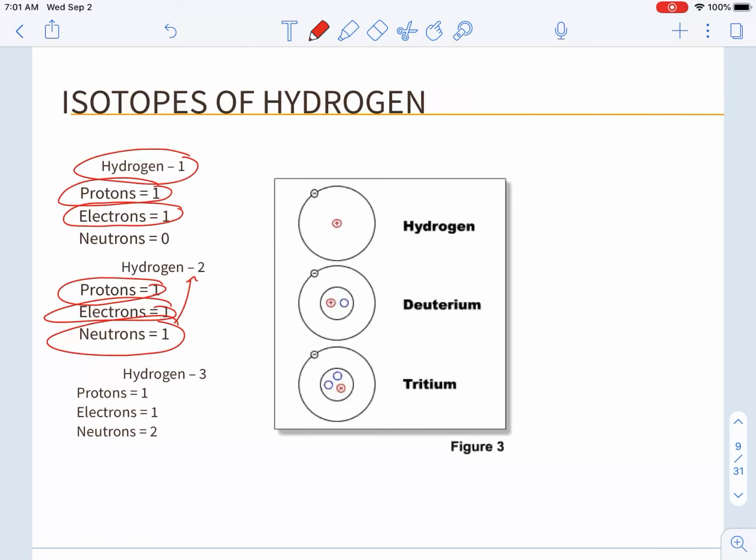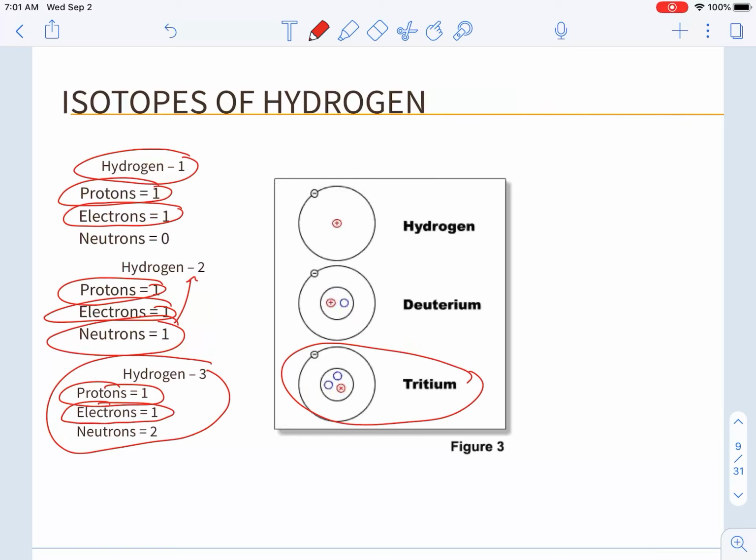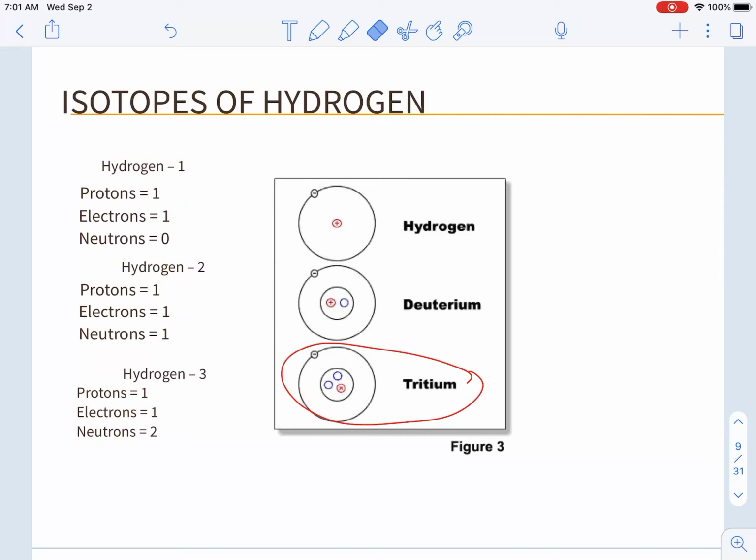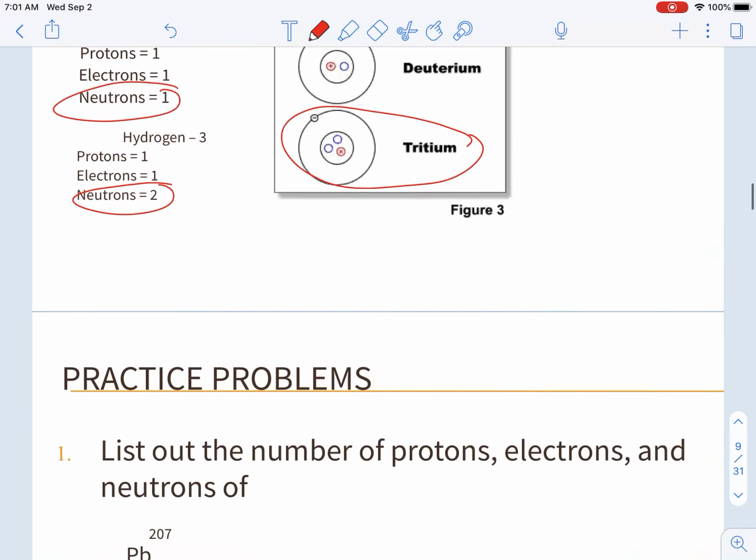Continuing on, you have hydrogen 3, or tritium. You would have one proton. That doesn't change. If you change that, you change the element. One electron if it's neutral, and then 2 neutrons will give you a mass of 3. So depending upon this number here, that's the mass. That's just another way to write out what an element's isotope looks like. So those are all dependent upon the number of neutrons. So notice 0, 1, and 2 neutrons can all be had with a hydrogen.